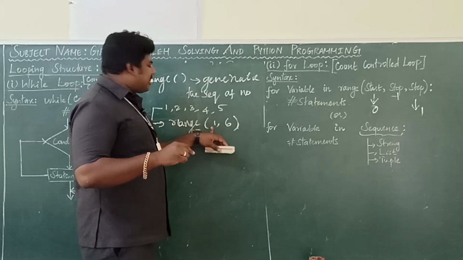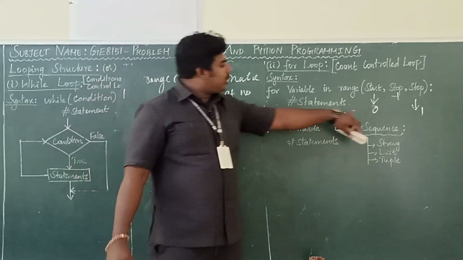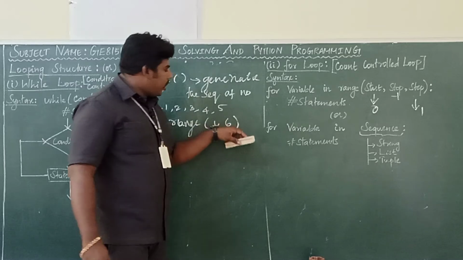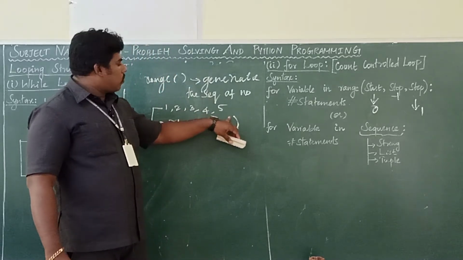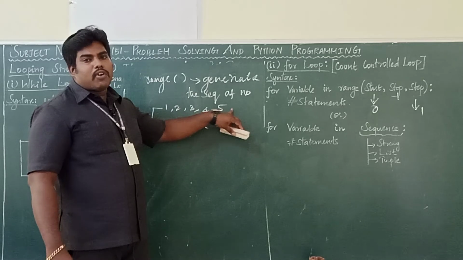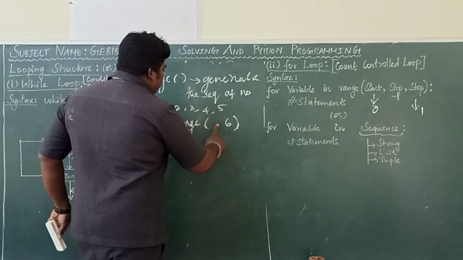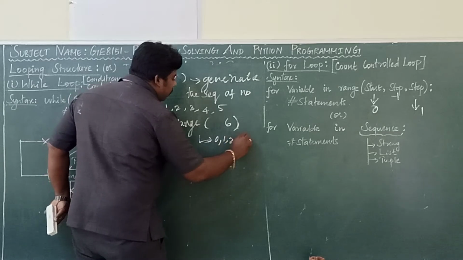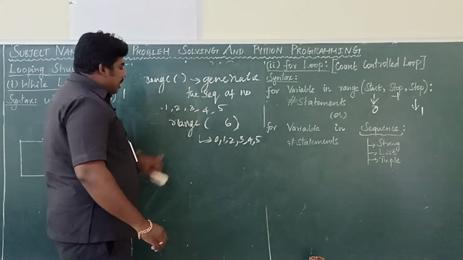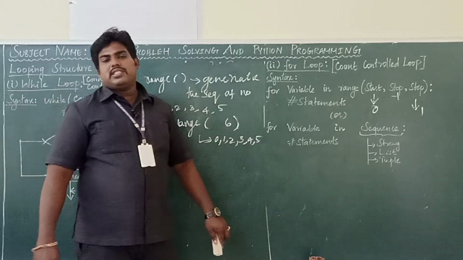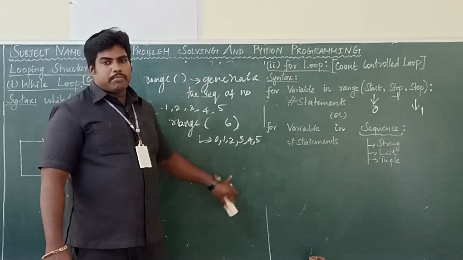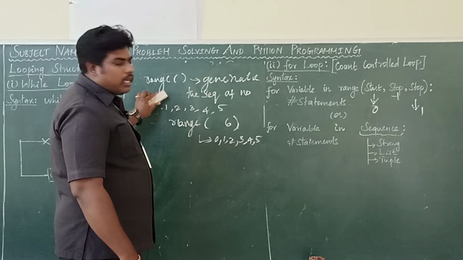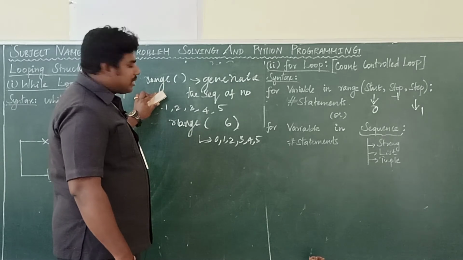Why? As it is your range function, the default is starting with 0. As it is starting from 0, the end is always n-1. So if you give 6, it will generate 1 to 5. If you give 7, it will generate up to 6. For example, range of 6 will generate the output 0, 1, 2, 3, 4, 5. Like that, it will generate the sequence of numbers. The range function is used to generate a sequence of numbers. So with the help of range, your for loop will work here. Now we will see one example.